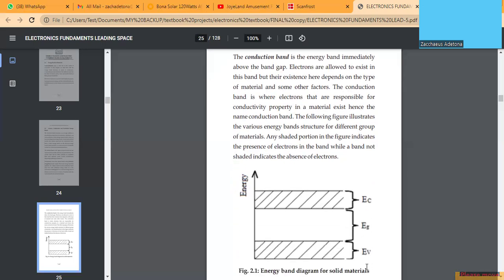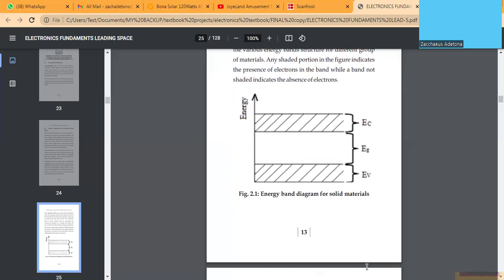If you check the figure on the screen here, we can see a sketch, a graph of the band diagram for solid materials generally speaking. At the lower portion, we have a band that is the lowest part. It is hatched. The hatching means the presence of electrons in the band. This band is the valence band, represented as E subscript V. The E means energy and V represents valence. So that is the valence energy band.